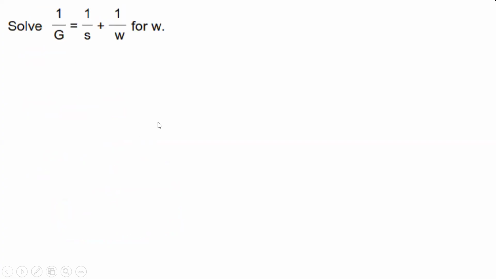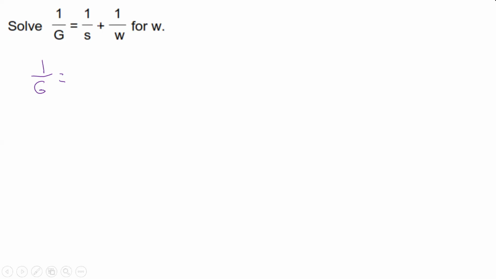All right, so same thing goes here. We want to solve, in this case, for w. So what are we going to do? Well, if we have all of this, let's get this side together first into one thing, and then we can do a cross product again. So 1 over big G is equal to, well, here S times W is going to be our common denominator.